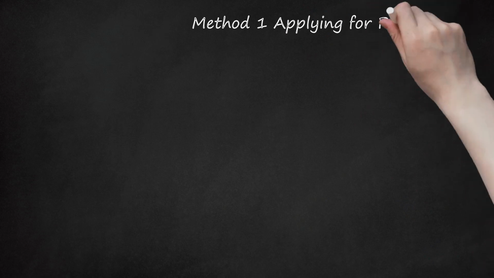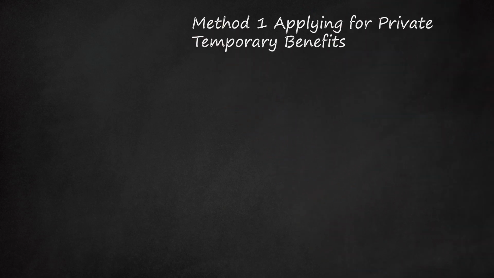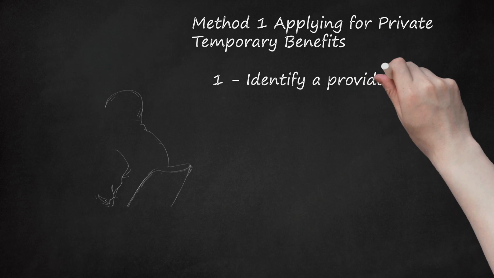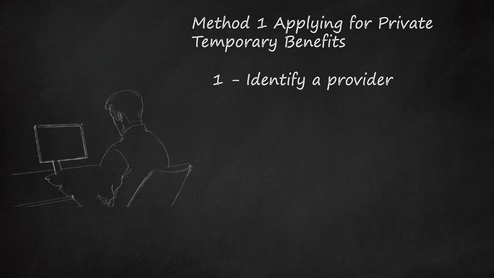Method 1: Applying for private temporary benefits. 1. Identify a provider. You may be able to get short-term disability benefits through your employer or union, who insure the private plan. If so, then the premiums can be deducted from your paycheck. If your employer or union does not offer short-term disability benefits, then you can purchase short-term disability on the marketplace. To find a private plan that works for you, search the internet for short-term disability private insurer. You can then contact a carrier who will connect you with a licensed insurance agent.